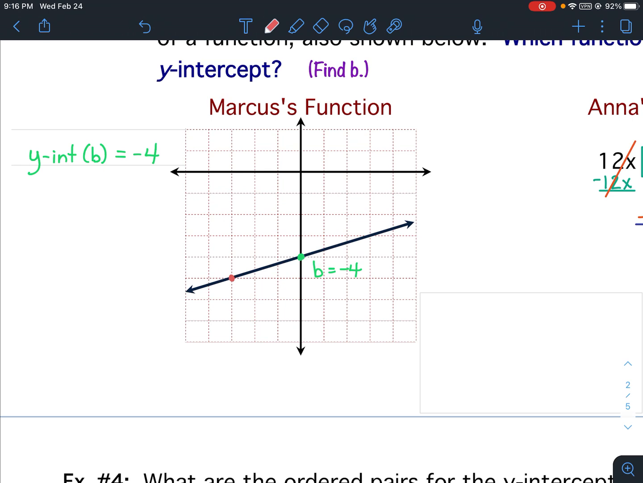So I'm going to pick these 2 points. This would be my rise. This would be my run. So my rise is 1. My run is 3. Again, we've done all of this before. None of this is new. All right, so my rate of change, which is my slope, the rise is 1, the run is 3.